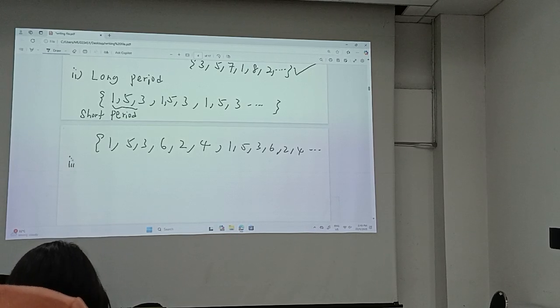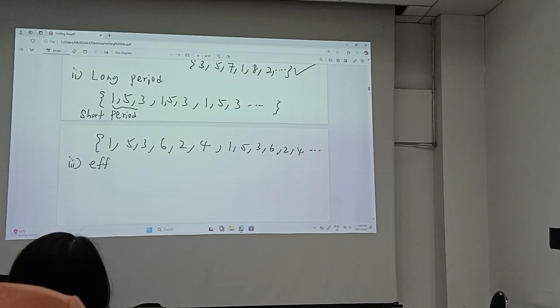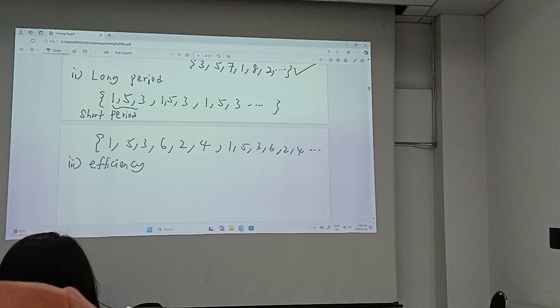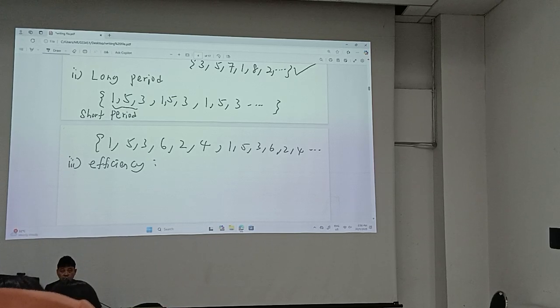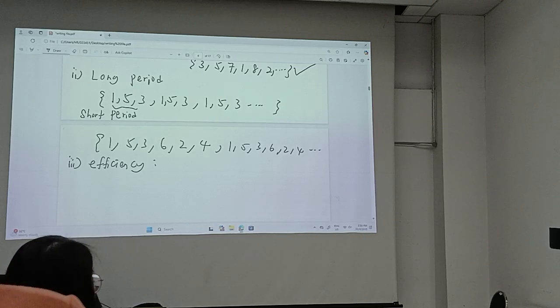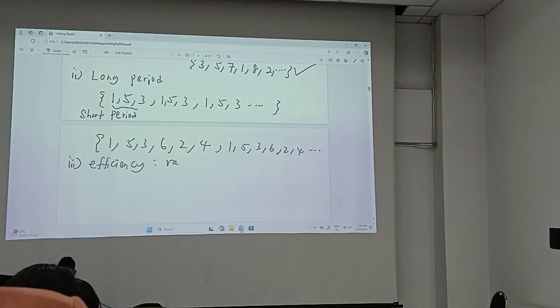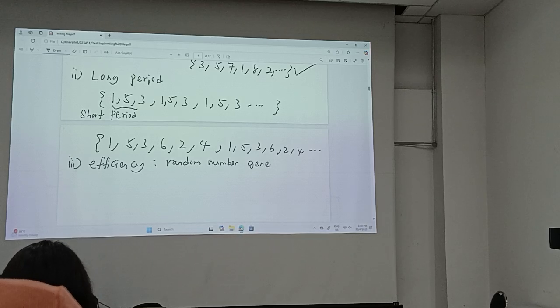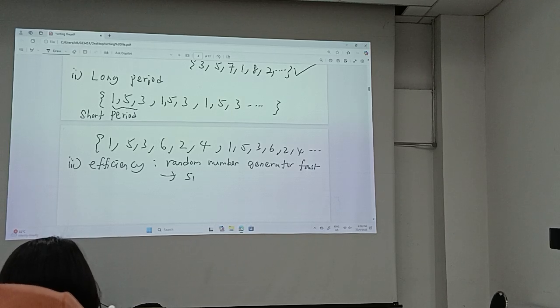The third property is efficiency. If someone says you are very efficient, what does it mean? Efficient means very fast. So the random number generator must be fast, so that the simulation will be faster.